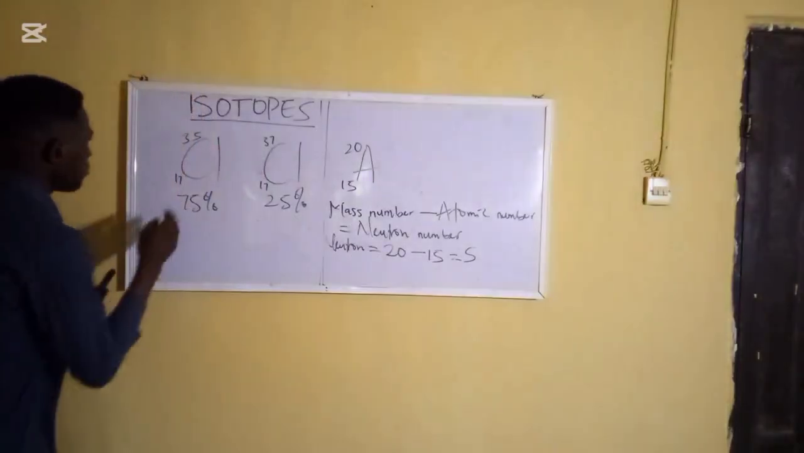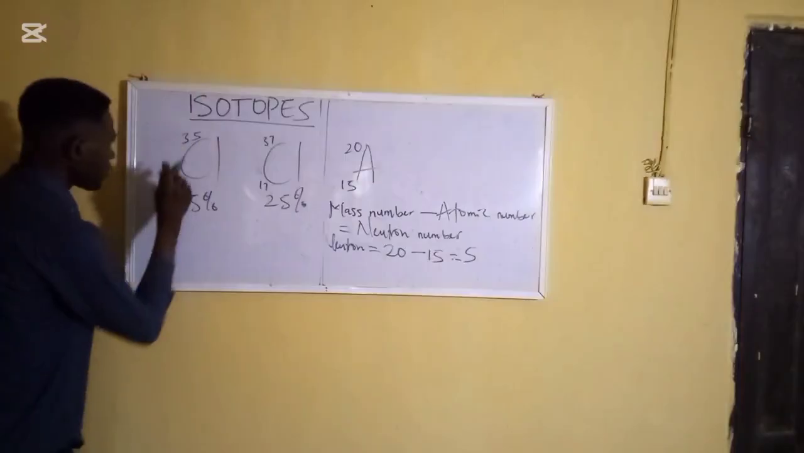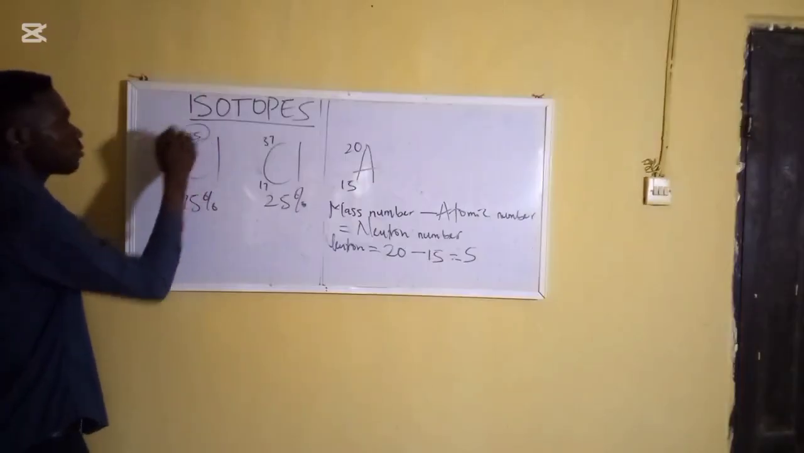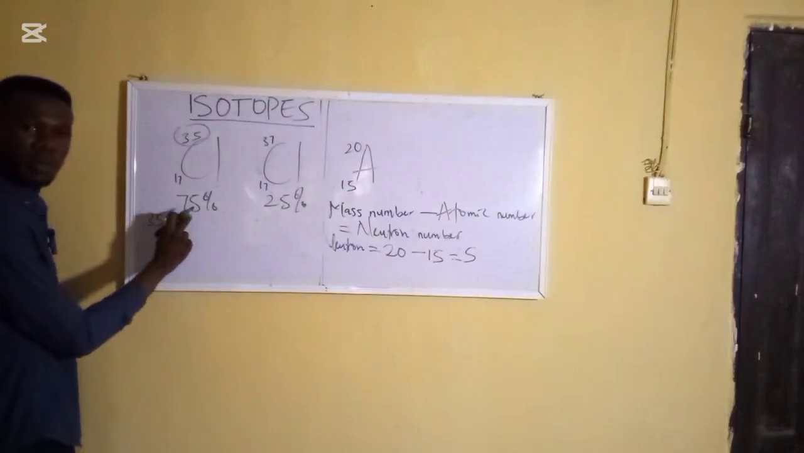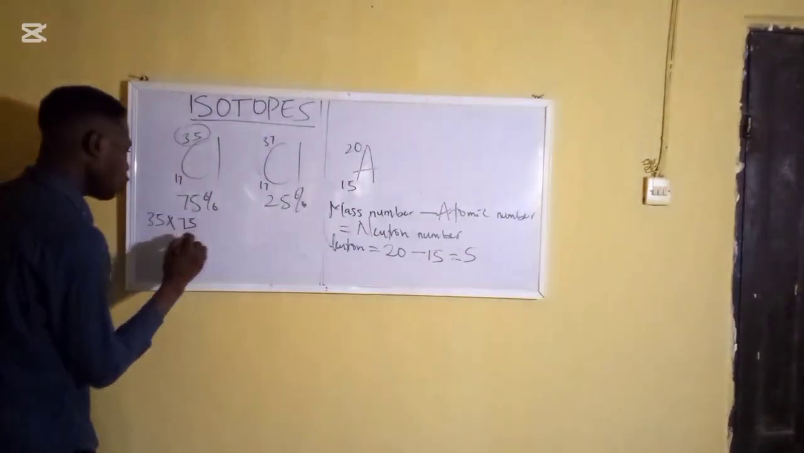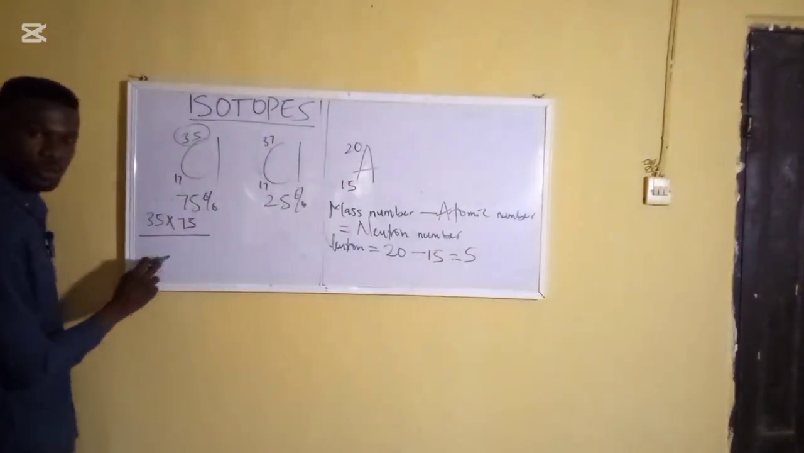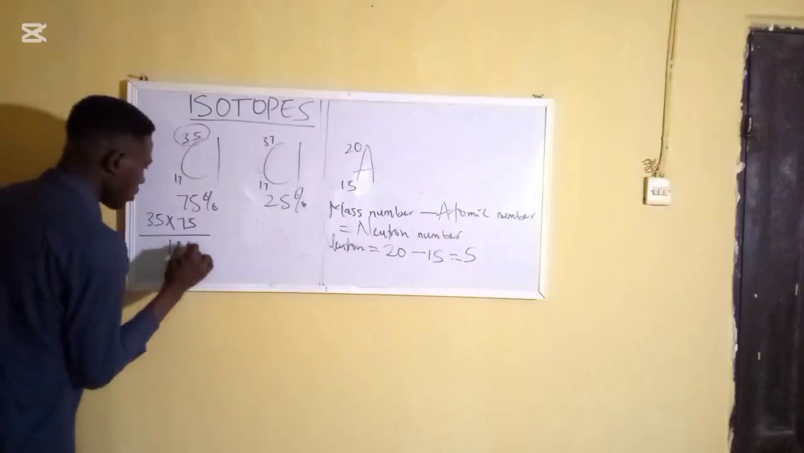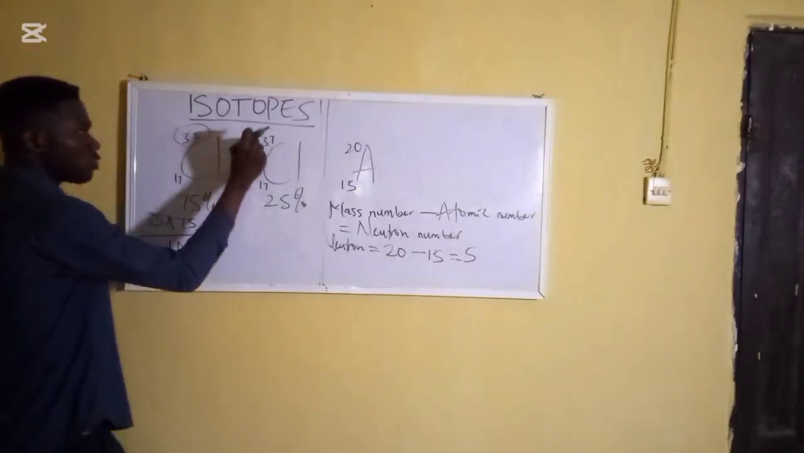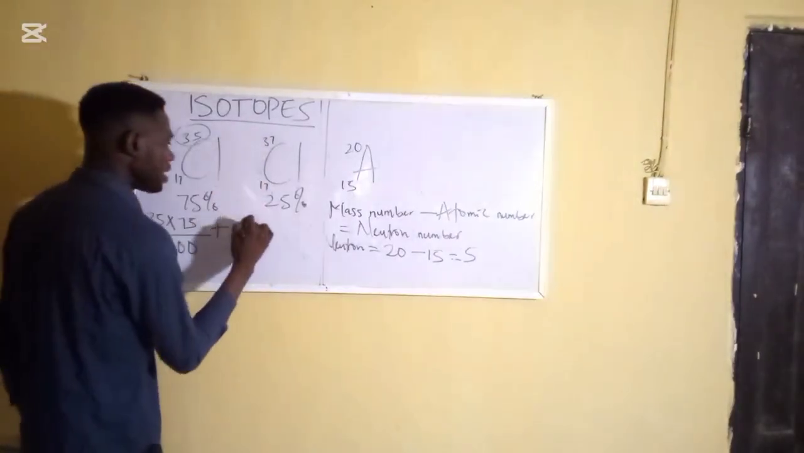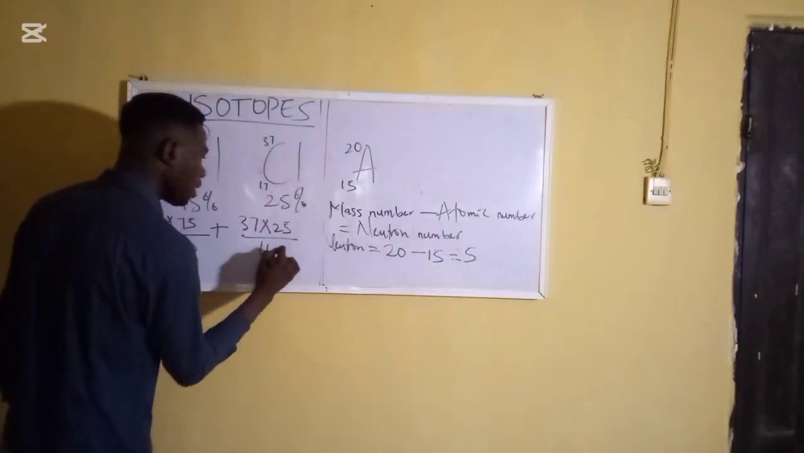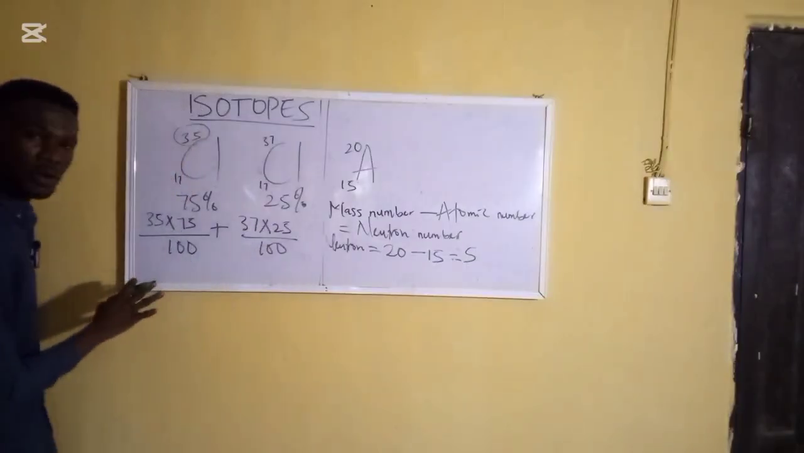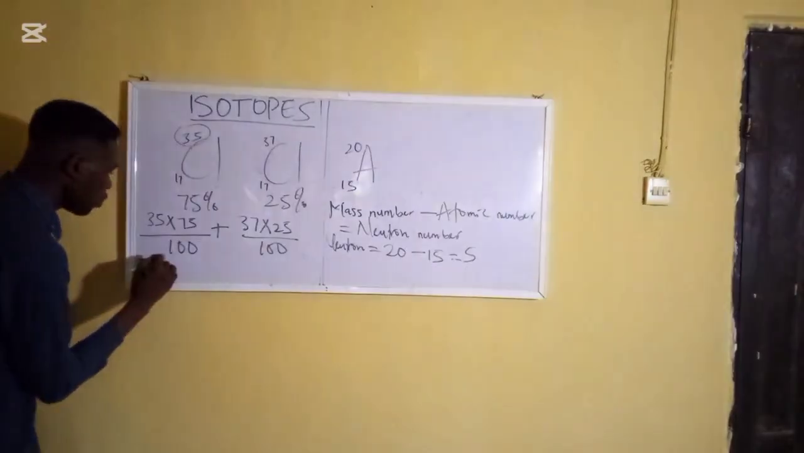Now let's try. With this, you will have this one here, which has the mass number of 35. You carry it out as 35 times the percentage in nature, which is 75. You divide it by 100. It is in percentage, 100. Then you add it to this particular one here, which is 37 times 25 over 100.